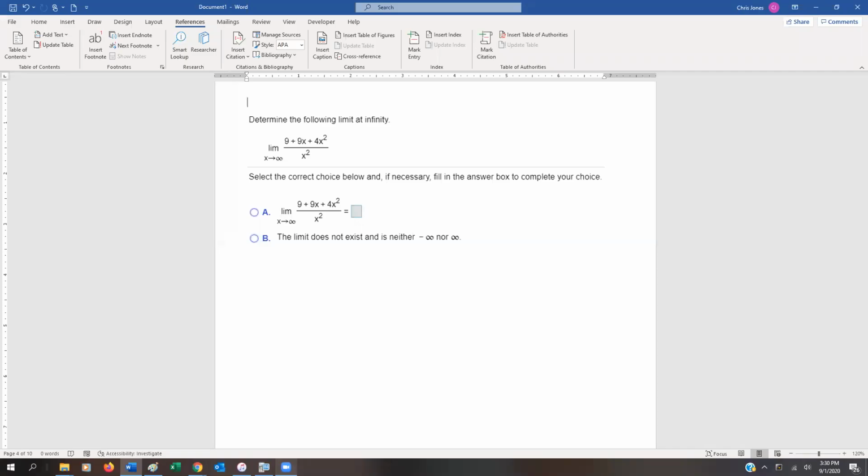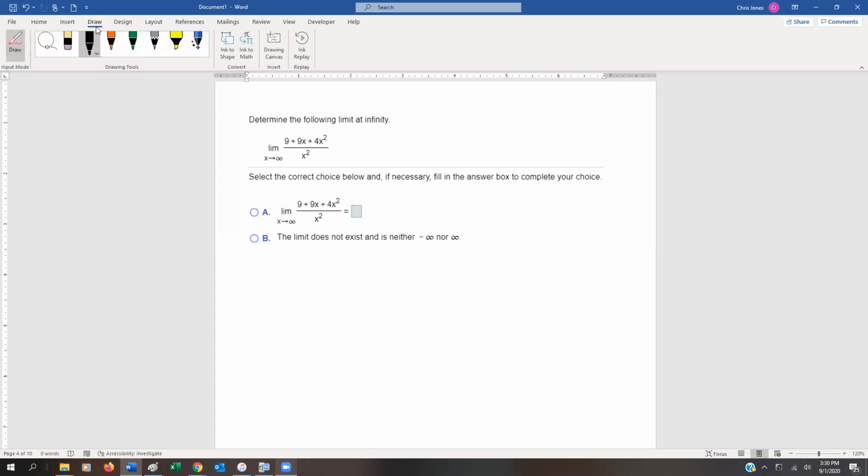We're going to take a look at some specific examples as to how to evaluate limits as x goes towards infinity. So first one we have here, limit as x approaches infinity of the rational function 9 plus 9x plus 4x squared over x squared. All right, so we certainly don't want to plug in infinity because then we would get something like an infinity over infinity. That's not good for right now.